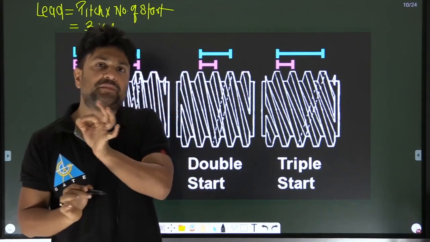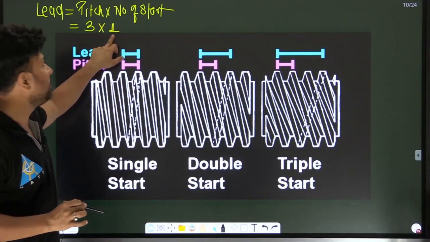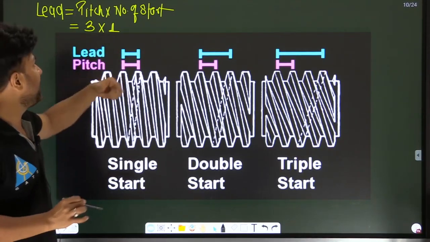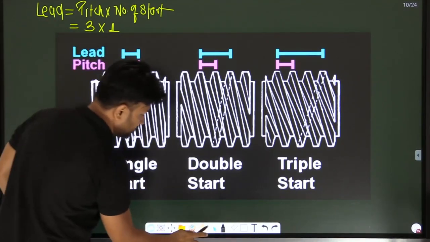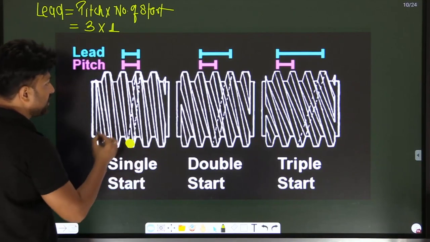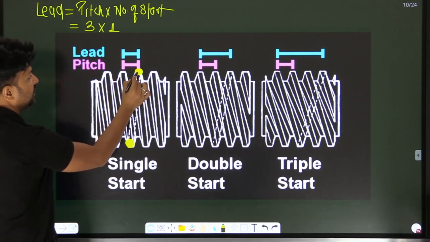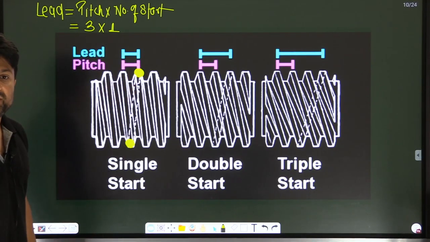When you do one rotation, there will be a 3 mm linear motion. When the number of start is 1, pitch equals lead. Suppose you are here; after one rotation you cover the pitch and reach here. From here to here, the pitch is covered.